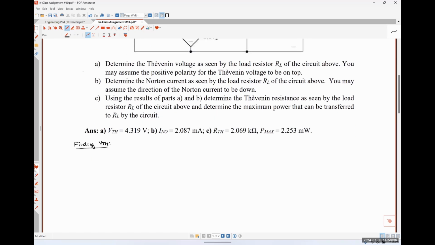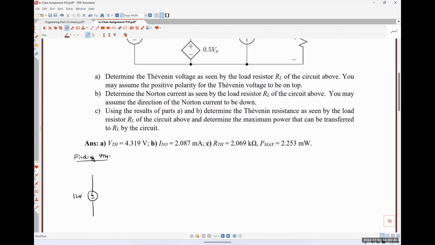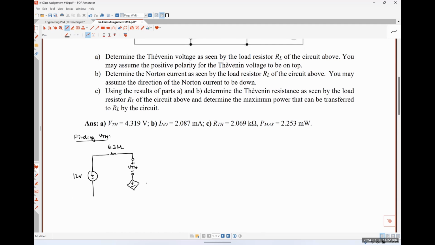So I've got a 12-volt source. Then I have a 6.3 kilo ohm resistor. Here's the terminals where RL was. I have to take it out. This is where my Thevenin voltage VTH is going to be. This is 0.5 Vx.